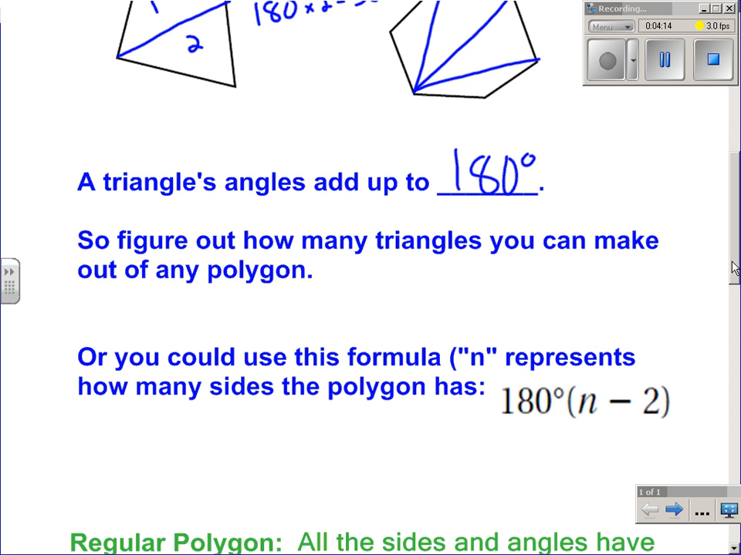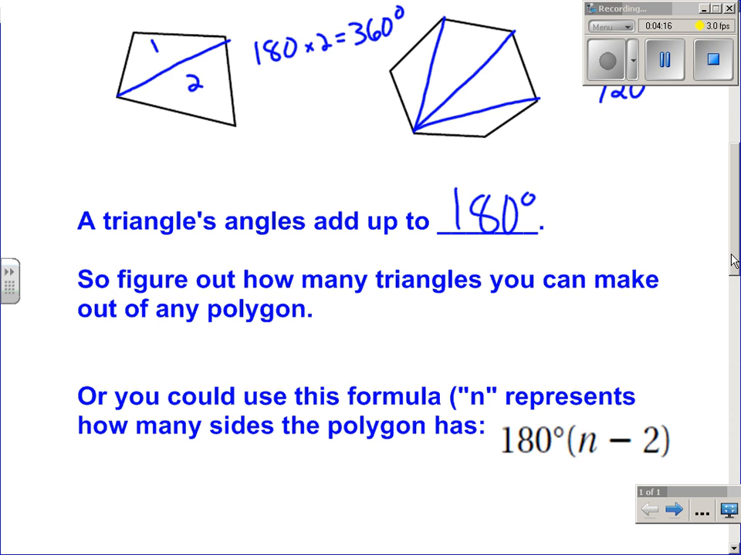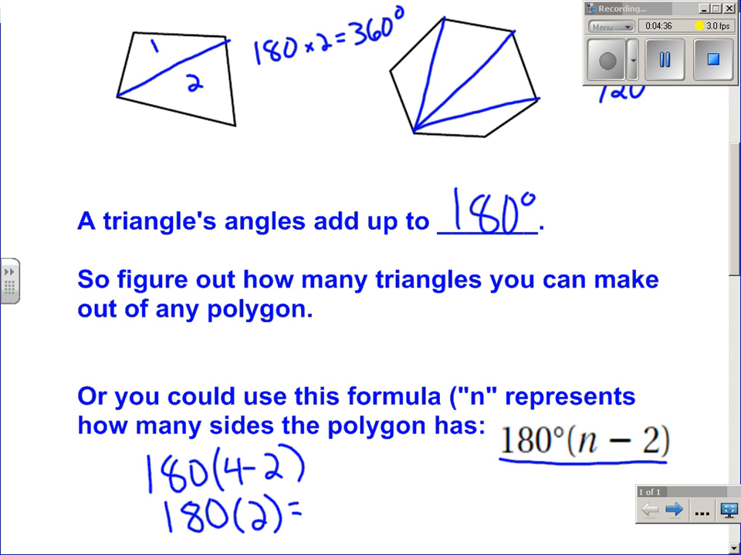Another way you can do this is just by using a formula. This is the formula here: 180 times (n minus 2). N means how many sides there are. So for instance, up here, our n was 4 because it was a quadrilateral. We did 180 times 2, and we get the same thing, 360. If we do the same thing with 6, it's 180 times (6 minus 2).